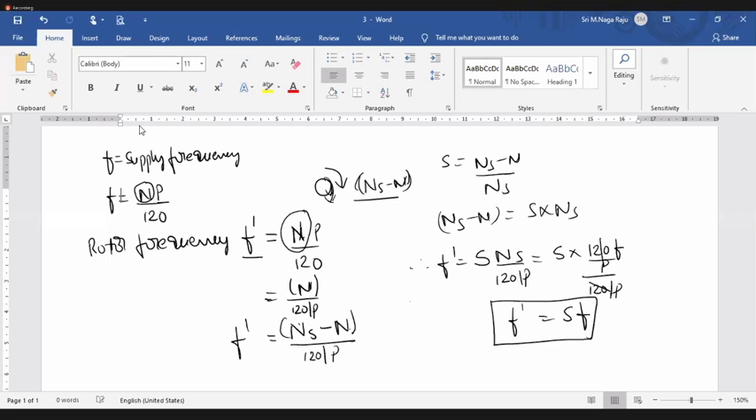Now, for example, if the stator frequency is 50 Hz and the slip value is 3%, what could be the f dash? 0.03 into 50. What is the value? Is it 1.5 Hz? Listen, see here, the difference between the rotor frequency and the stator frequency is very large. The rotor frequency is very, very small.